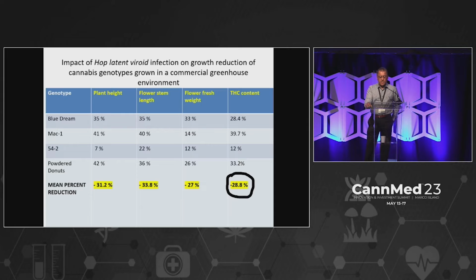Now we've collected some data on a number of different strains or genotypes of cannabis, and what this table is basically showing you is how this particular pathogen impacts plant height, which is the first column, the flower stem length, the second column, flower fresh weight, the third column, and then finally THC. And you can see overall that the range of reduction is anywhere from 27 to 31% lower. THC is down 28.8% overall. It varies by strain. There are some strains where you see a 12% reduction and other strains almost a 40% reduction. So there definitely appears to be a genotype effect in terms of how these plants respond to this pathogen.